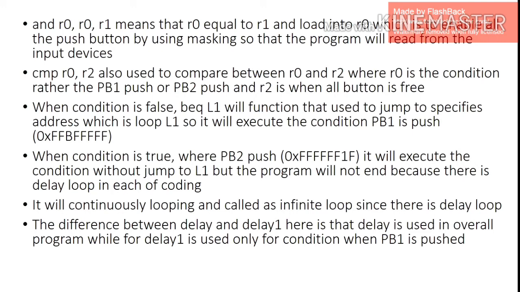We also use CMP R0, R2 to compare between R0 and R2, where R0 is the condition whether PB1 is pushed or PB2 is pushed, and R2 is when all the buttons are free. When the condition is false, BEQ L1 will function to jump to the specified address, which is to loop L1, so it will execute the condition PB1 is pushed, which is 0xFFBFFFFF. When the condition is true, where PB2 is pushed, it will execute the condition without jumping to L1, but the program will not end because there is a delay loop in each coding.